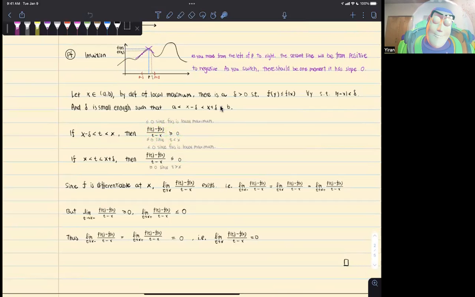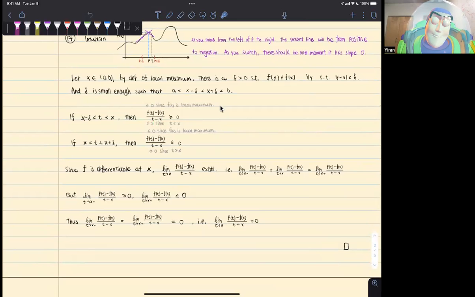On the other hand, if t is still in the neighborhood of x, and now t is on the right-hand side, then again, because x is a local maximum, this is smaller or equal to 0. But because t is on the right-hand side of x, this is going to be larger or equal to 0. Together, this is smaller or equal to 0.